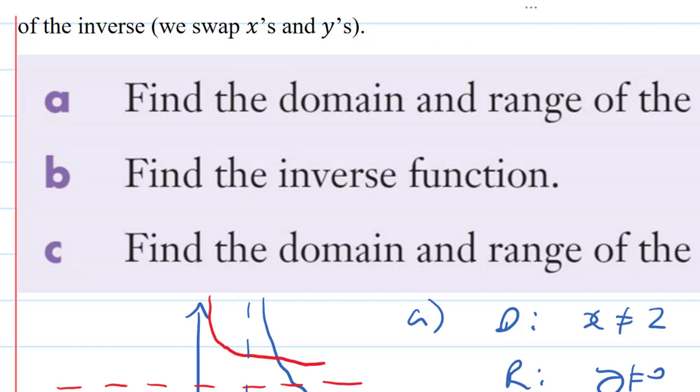So there's my asymptote, shifted up 2. Everything's shifted up 2, which is why y cannot equal 2.